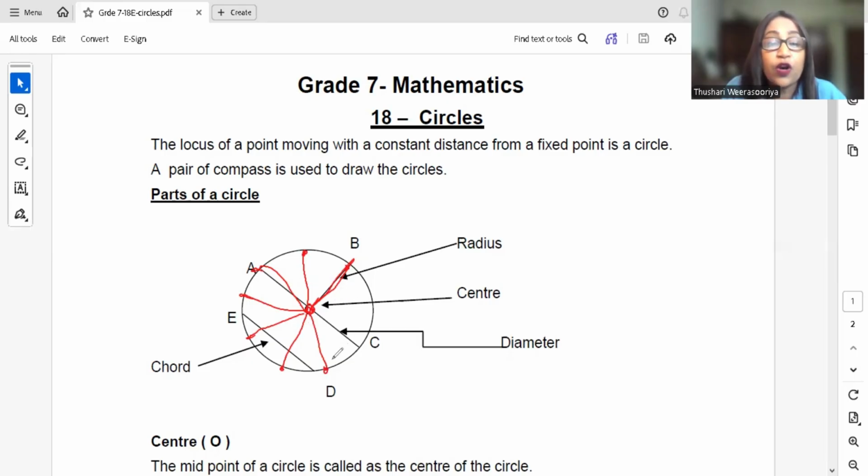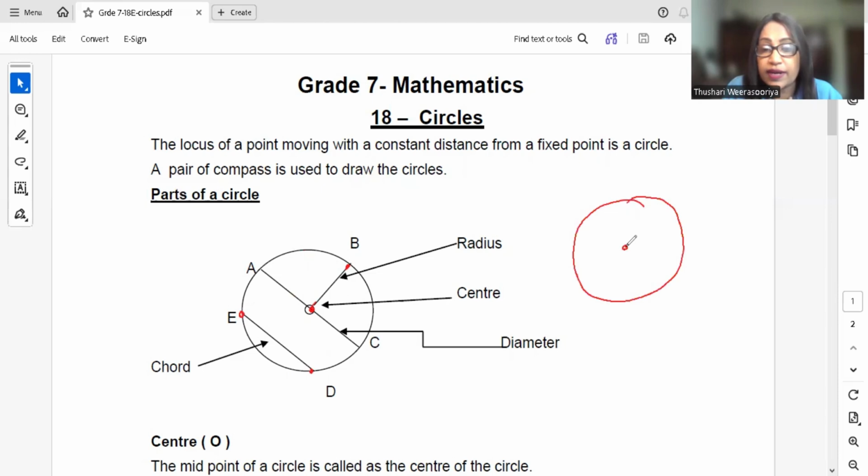Then we'll go to the chord. Chord. Chord is the line where we join 2 points on the circle. Now, E and D are 2 points on the circle. So, this is called chord. Radius, the line joining center and any point on the circle, right? I'll take a different diagram, otherwise you'll get confused, right?